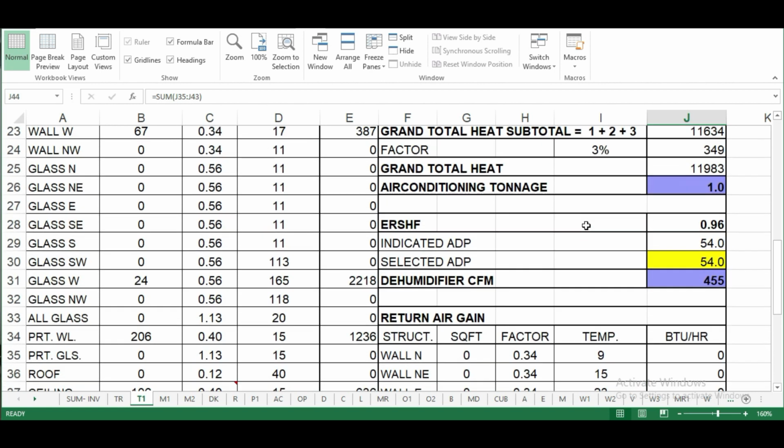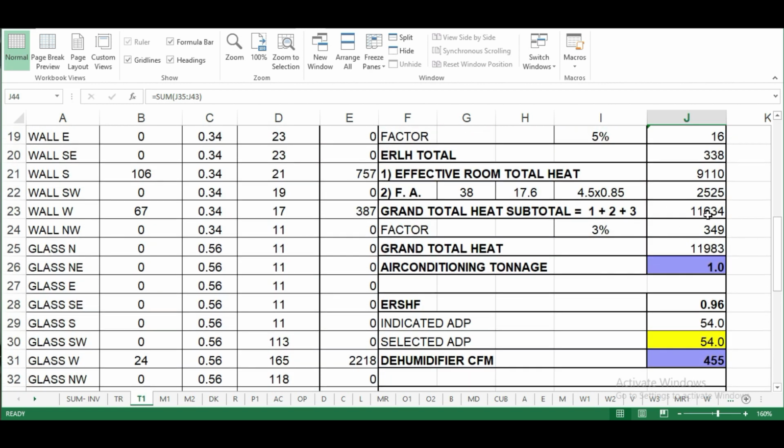So total it comes to 11634. Again there is one safety factor of 3% we have taken, so that the grand total heat comes to 11983 BTU per hour. Then the next thing is how to calculate BTU per hour to air conditioning tonnage. As you see over here is J25, that is the grand total heat divided by 12,000. Why 12,000? The reason behind this is one air conditioning tonnage equals 12,000 BTU per hour.